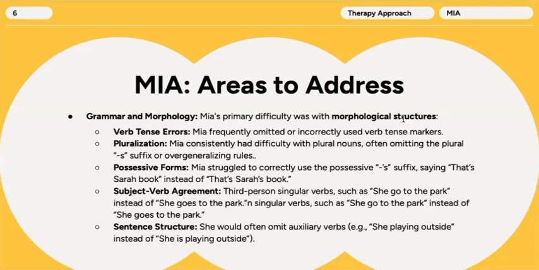Her subject verb agreement. She frequently made errors with subject verb agreement, particularly in the third person singular verbs, such as she go to the park instead of she goes to the park. And her sentence structure, although Mia was able to form complex sentences, her errors in morphology affected the overall grammaticality of her sentences. So she would often omit auxiliary verbs, that being, she playing outside instead of she is playing outside.